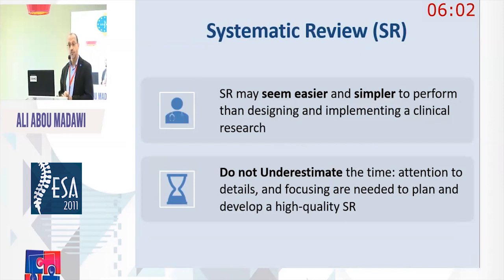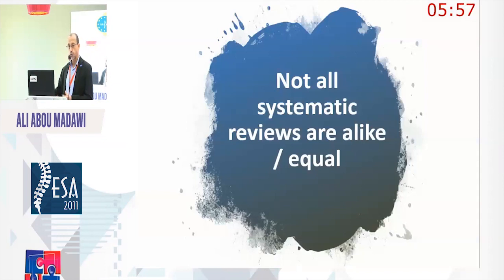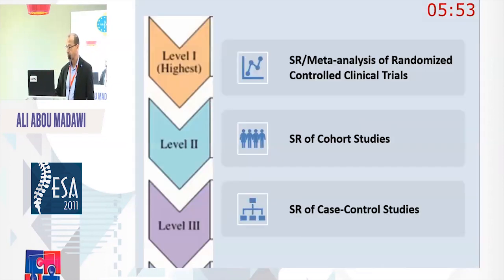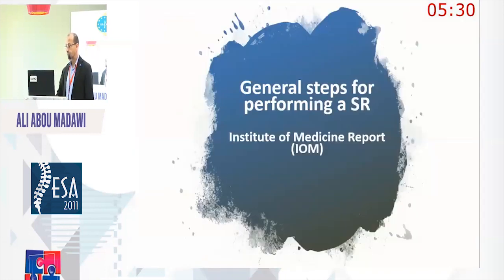Not all systematic reviews are alike. You have different systematic reviews, and this shows how they are different. At the base, if you just review case control studies, this is level 3. If you review a cohort study, this is level 2. But if you're reviewing randomized controlled trials and you're doing a meta-analysis, now you are at the top of the evidence-based medicine. Now I'm going through 10 steps of how to perform a systematic review.